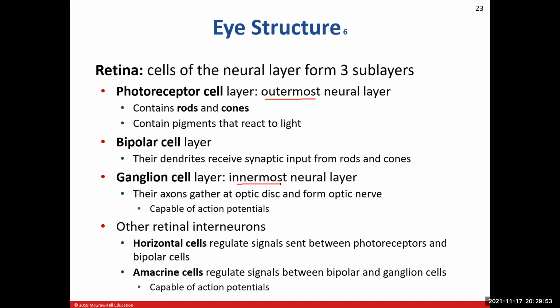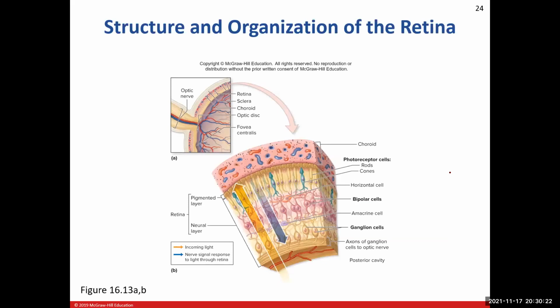Now, the ganglion cell layer, these cells, their axons will eventually form the optic nerve. And it's this cell that is going to allow for action potentials to occur, or those nerve signals. Some of the other interneurons that you'll see in the area, we'll talk more in detail about, are the horizontal cells and the amacrine cells. So this is what we're looking at. Let's zoom in here a little bit.